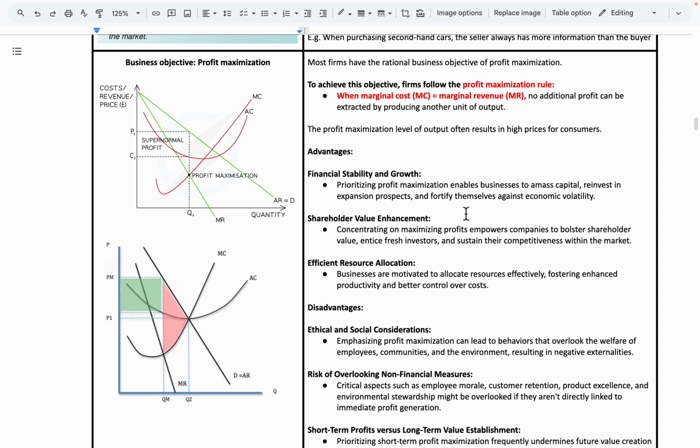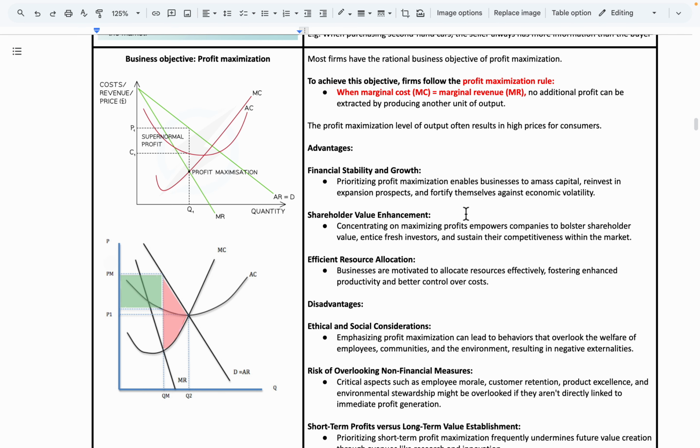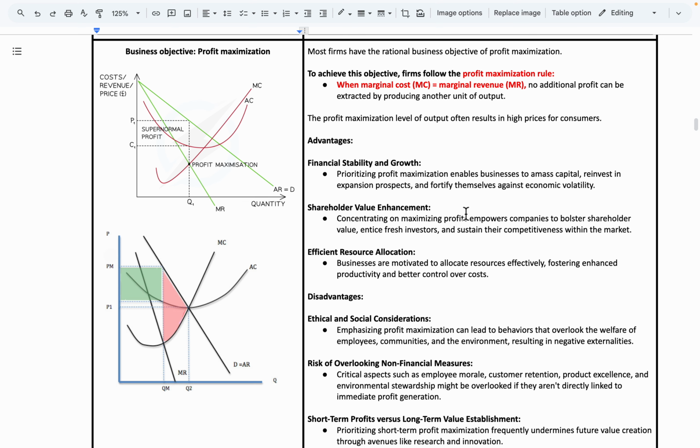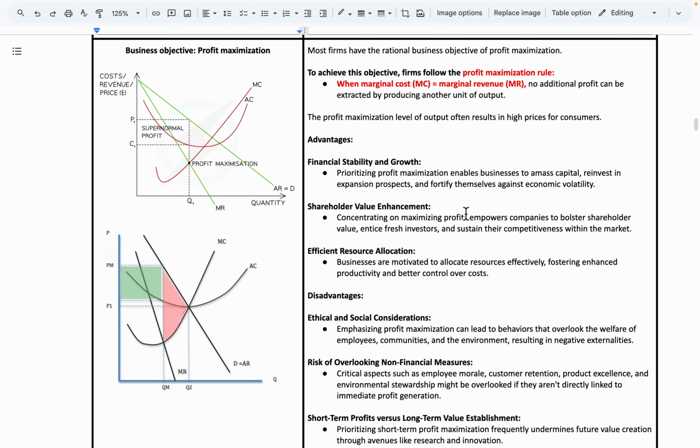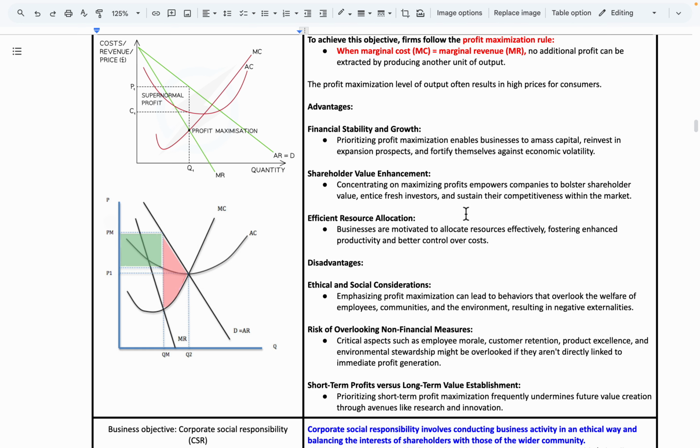Okay, now let's look at business objectives in economics. So the first business objective I have here is profit maximization. So most rational businesses have the objective of profit maximizing. So they want money. So to achieve this objective, you have to use the profit maximization rule, which is MC equals MR. I always remember it as Mr. Mac. So here are the advantages of profit maximizing. So this is financial stability and growth. Of course, you would have growth in your business if you have abnormal profits because you're getting extra money.